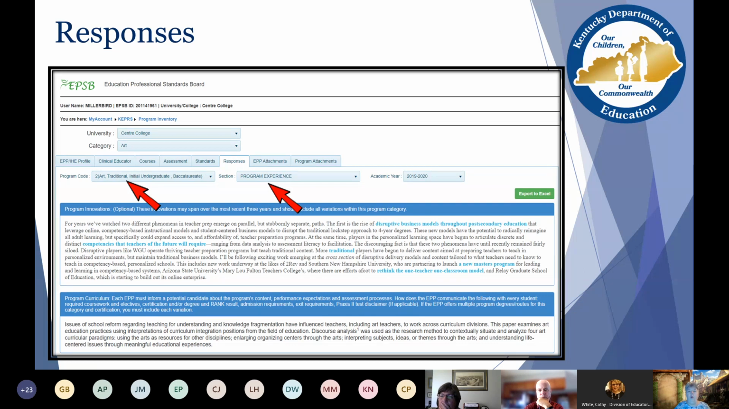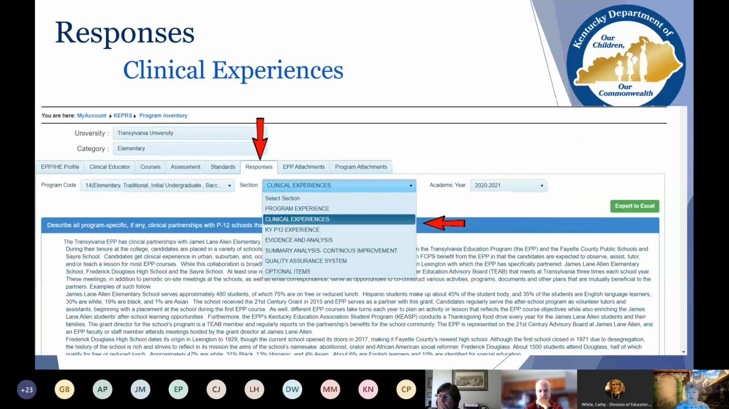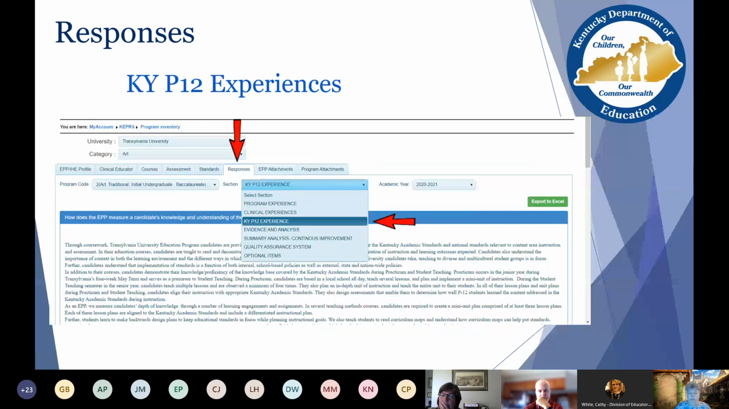The sections include questions relating to program experience, clinical experience, P12 experience, evidence and analysis, summary analysis, continuous improvement, and the quality assurance system. Content reviewers should focus on the responses provided in the program experience section, the clinical experiences section, and the P12 experiences.